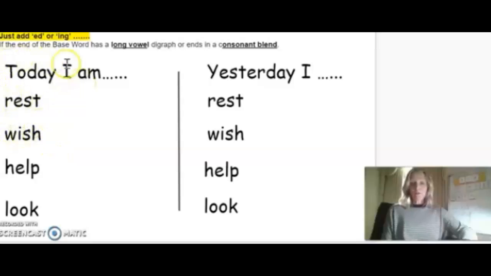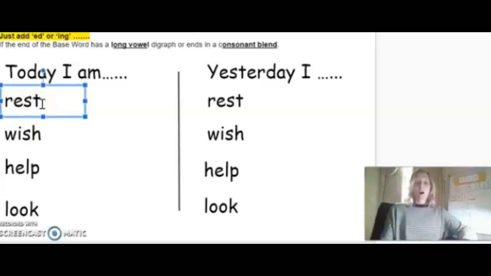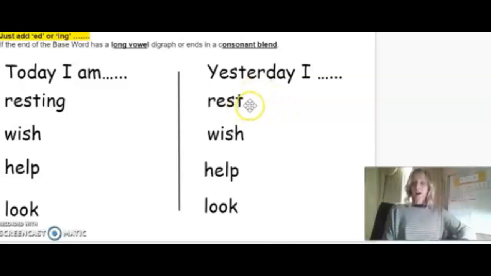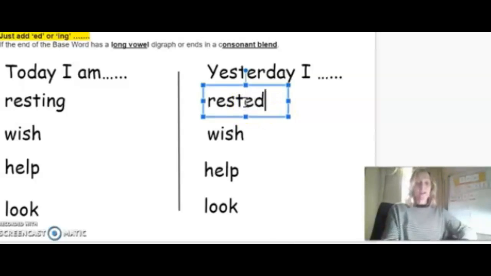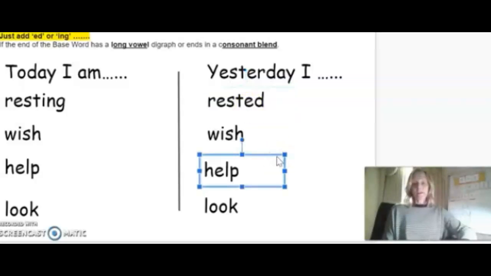The base word is rest. Today I am resting. So it has a blend at the end. It doesn't fit the CVC pattern. There's no E, so we just add ing to the end of the base word to get resting. And yesterday I rested. Good job. We add ed to the end to get rested.